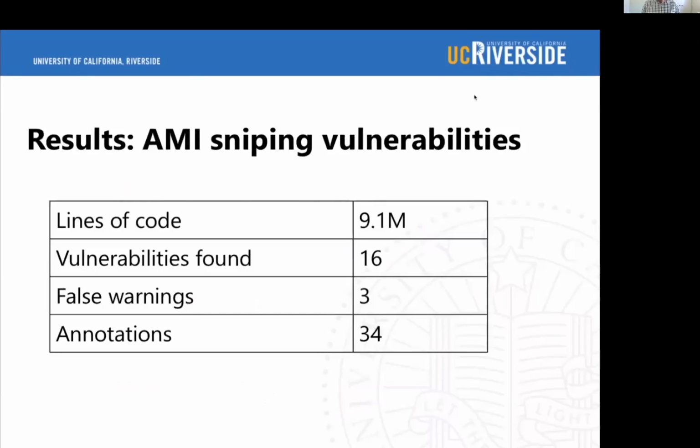One experiment we did was to study a class of security vulnerabilities, AMI sniping vulnerability, on an industrial code base. So we ran our checker on a significant amount of code, over 9 million lines. We found 16 vulnerabilities with only 3 false warnings, and only 34 annotations had to be added in order to do this. So this was quite a good result in terms of overall effectiveness.